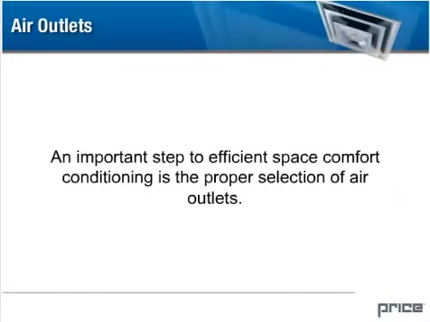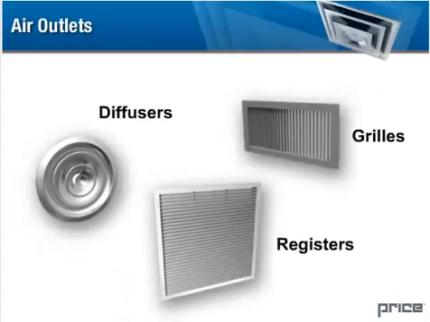An important step to efficient space comfort conditioning is the proper selection of air outlets. This section presents generalized descriptions and characteristics of the types of grills, registers, and diffusers which are commonly used in commercial air distribution applications today.